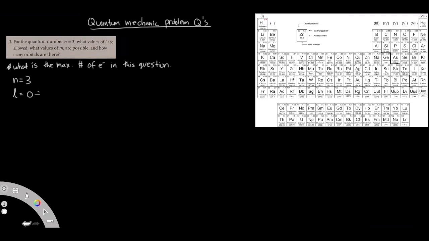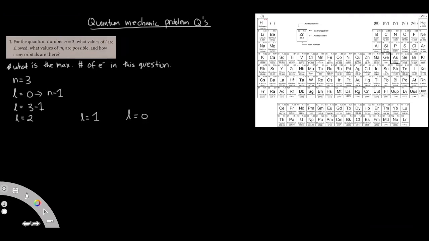Now, it's 0 up to n minus 1. So, n is 3, so this is our value here. So it's everything up to that point, up to this value of 2. So L could be a 2, L could be a 1, and L could also be a 0. So what values of L are allowed? Well, it's pretty obvious. This is allowed, and this is allowed. That's the answer for that.